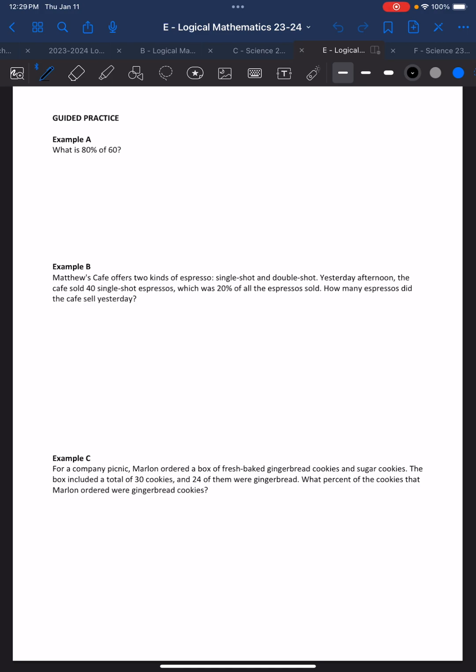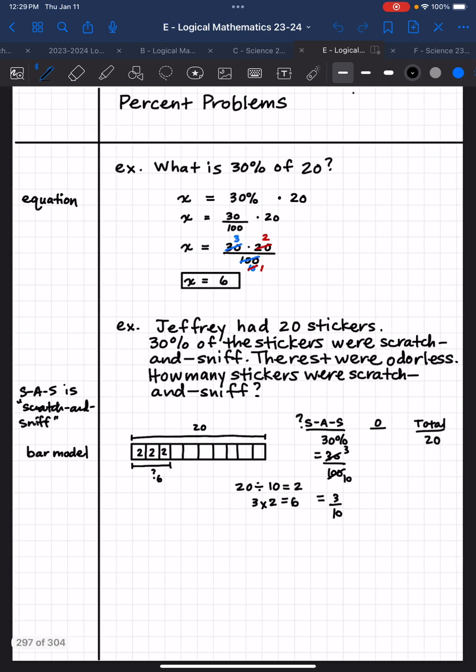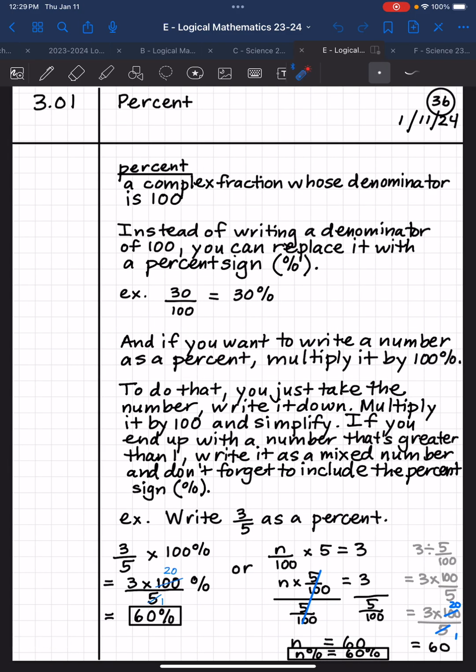This video is going to explain how to go about solving percent problems. Before we do that, I just want to review with you what a percent is. A percent is a complex fraction whose denominator is 100, okay? Remember, a complex fraction is the division of two fractions. So it's the fraction we get when we divide two numbers. So it's a complex fraction whose denominator is 100. Instead of writing a denominator of 100, you can replace it with a percent sign.